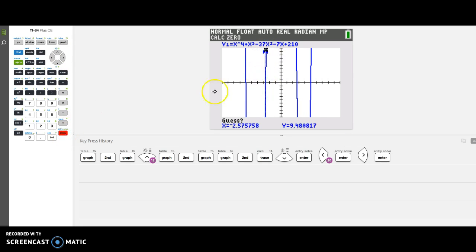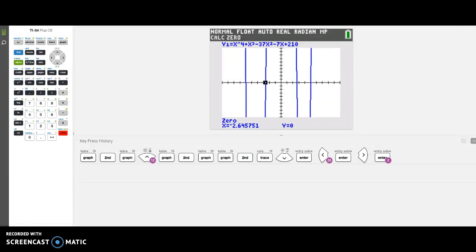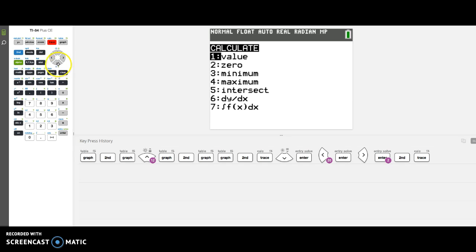I'll hit enter again. I don't need to guess. And then it'll tell me that this point is at negative 2.65 comma 0. That is one of our zeros, one of our solutions. So x is also about negative 2.65. Go back to the graph, and now I need to figure out this point. So I'll go back to second, calculate 0 again.